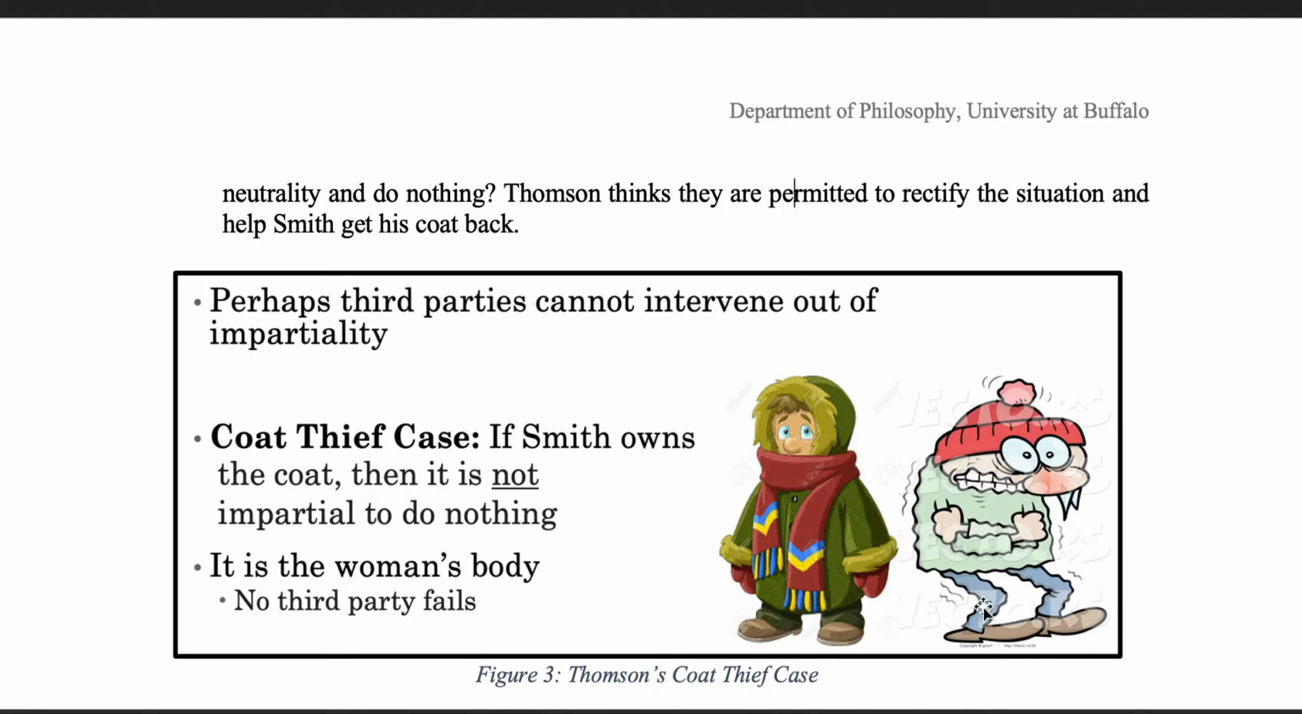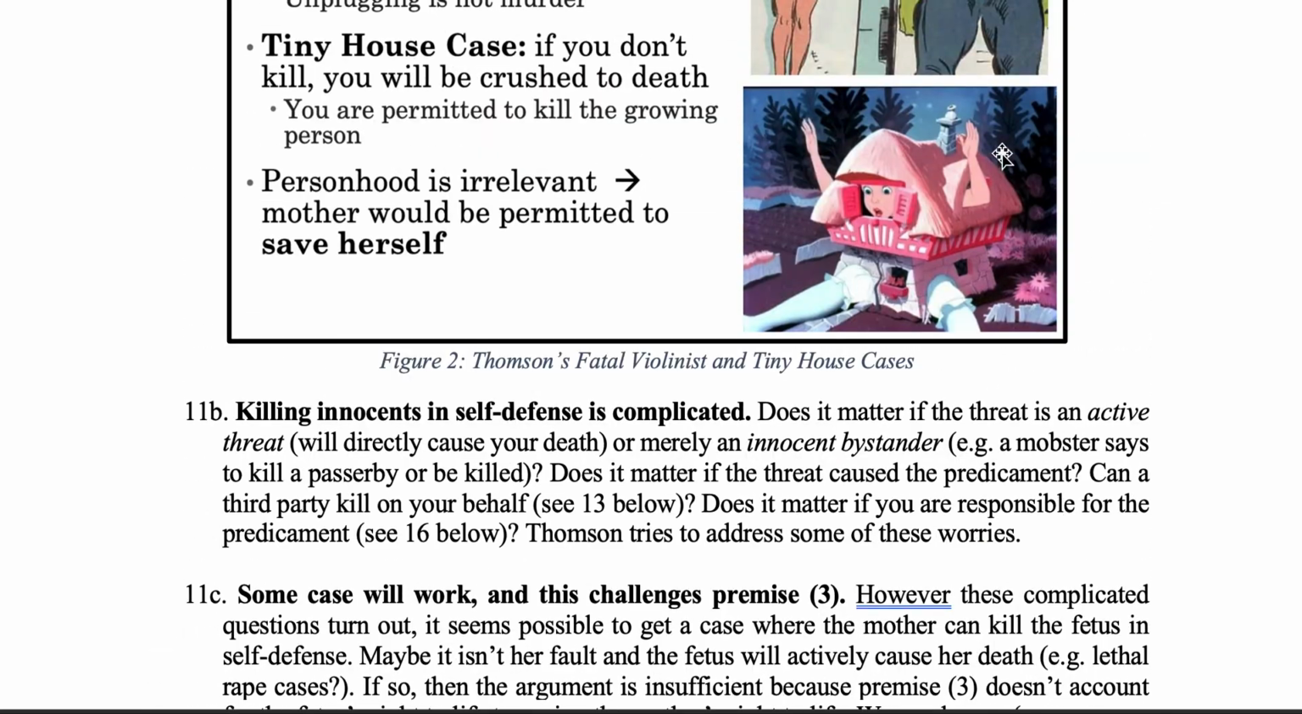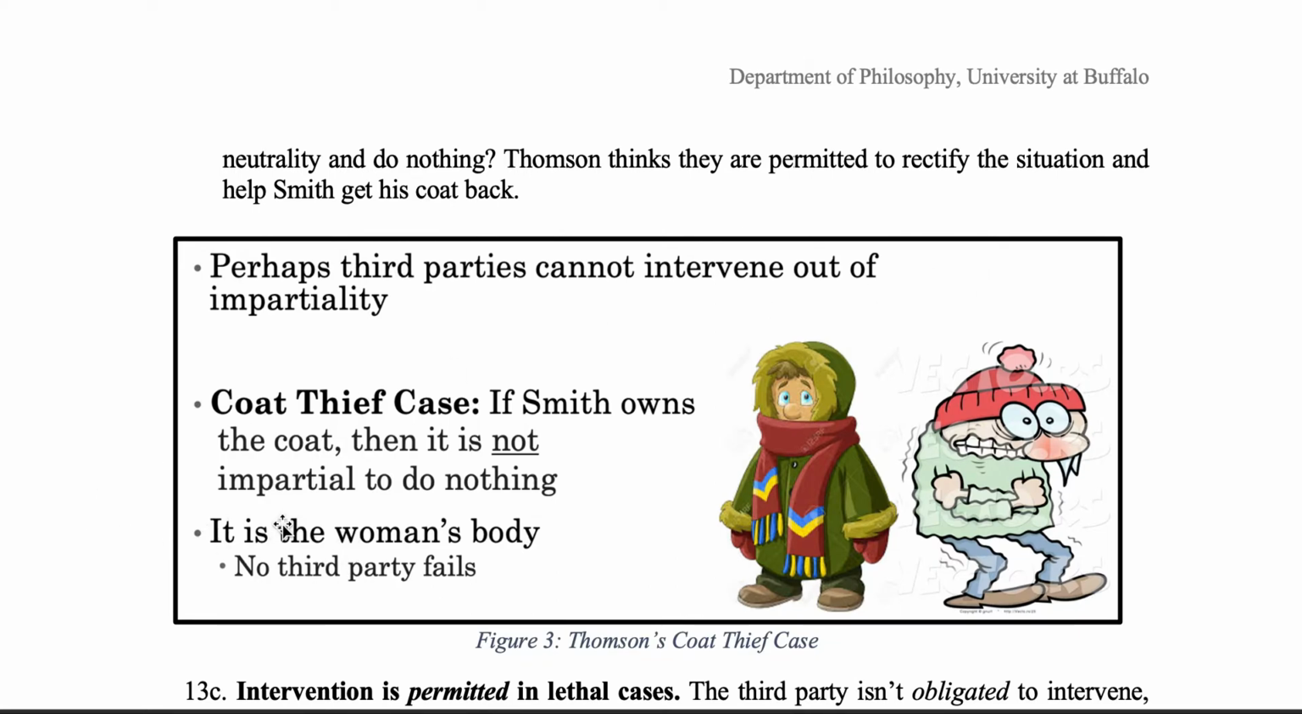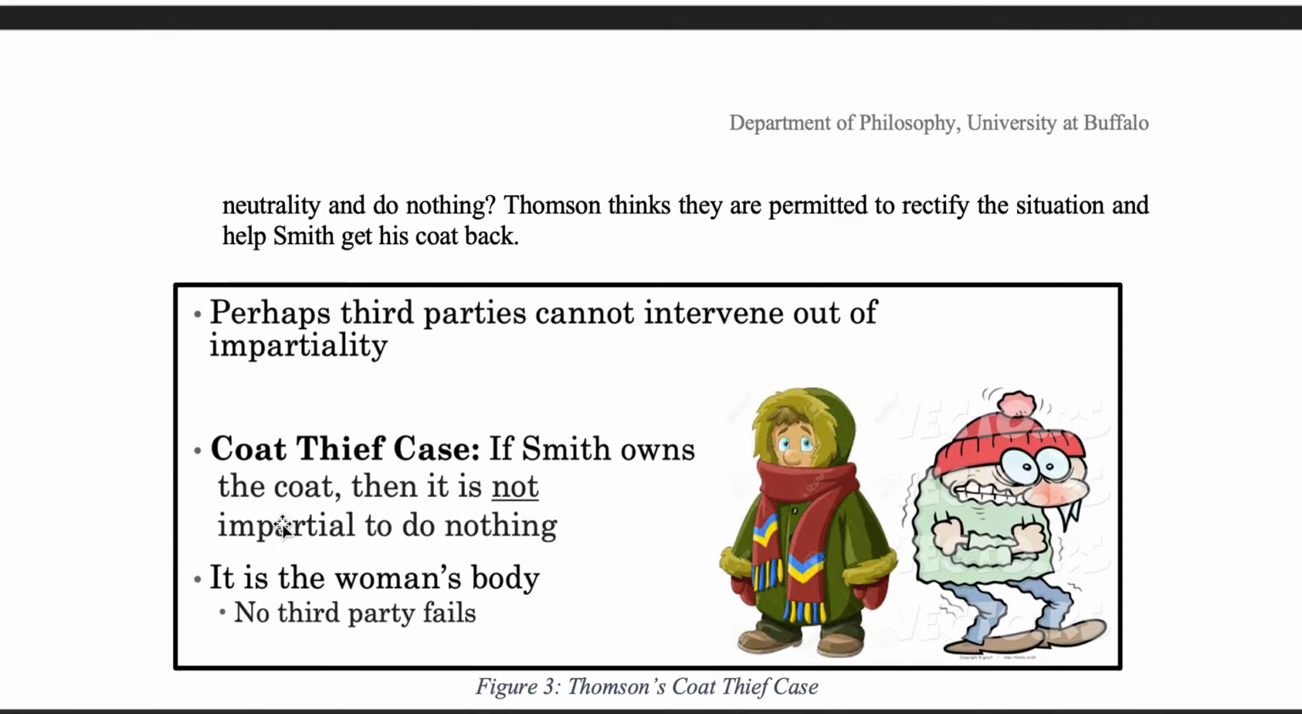It's Smith's coat. It's his coat. That's why in the modified house case, the passerby is allowed to shoot the growing person to save you, because they're the intruder. It's your house, it's your property. And the analogy there is it's the woman's body. And the abortion doctor knows that. It's her body. There's a kind of intruder here that doesn't own the body. The mother owns the body. And so you do not have to remain impartial, she thinks.